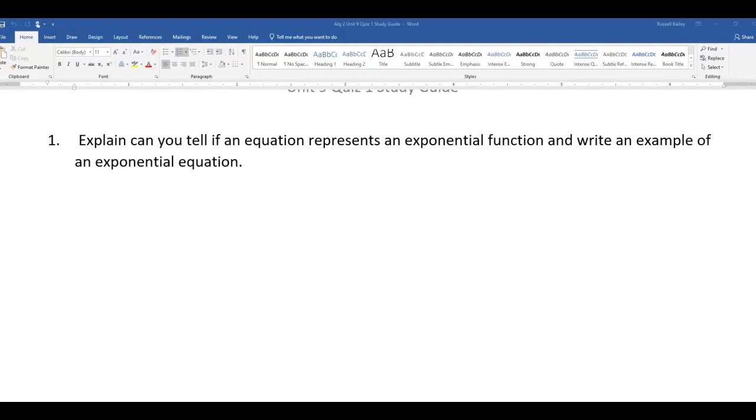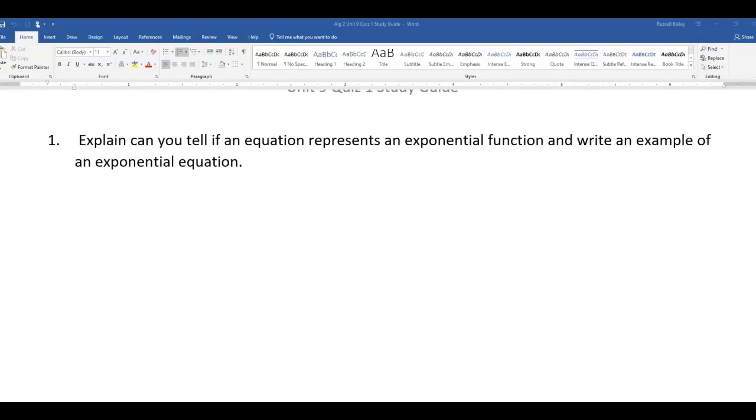I'll go ahead and go through probably all the questions this time. I usually just do the odds, but this time I'll go through all of them. It's not that many. So number 1: explain how you can tell if an equation represents an exponential function and write an example of an exponential equation.